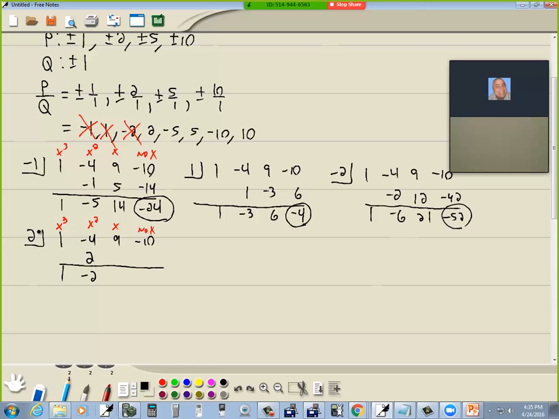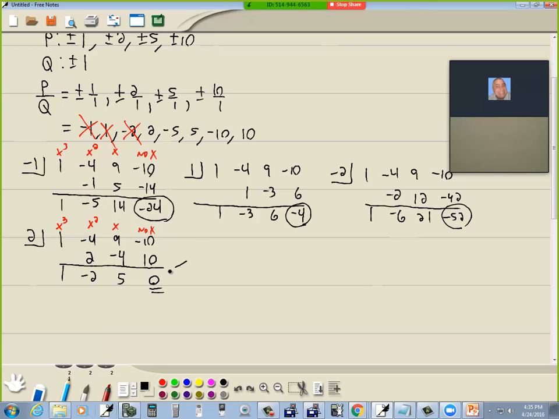So then you multiply. You always multiply by the number up in the box, by the number you put down here. So 2 times negative 2 gives us negative 4. And then you're going to add 9 and negative 4, it gives us 5. And then you want to multiply. You always multiply by the number up in the box, by the number you just put down here. So 2 times 5 is 10. And then you want to add negative 10 plus 10 is 0.